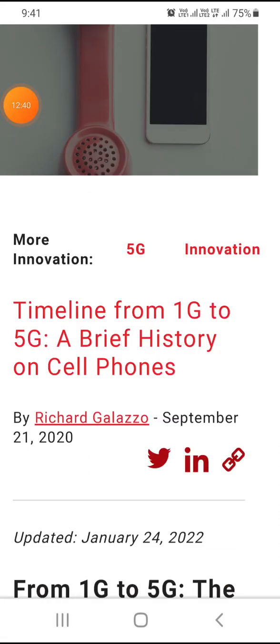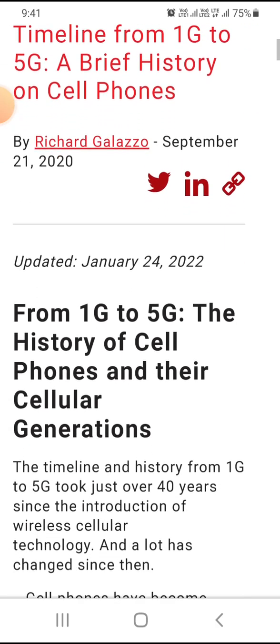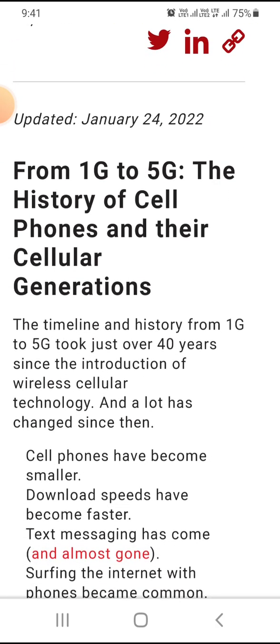Now let's try to understand the timeline from 1G to 5G, a brief history of cell phones. From 1G to 5G, the history of cell phones and their cellular generations. The timeline from 1G to 5G spans just over 40 years since the introduction of wireless cellular technology, and a lot has changed since then.